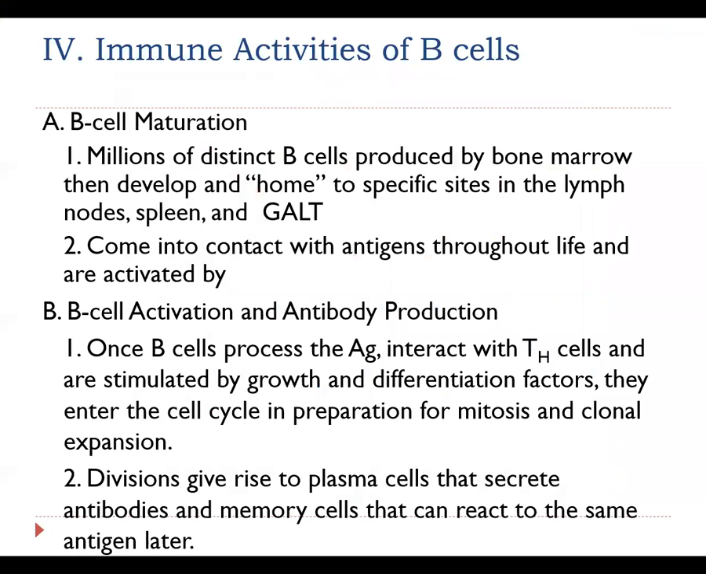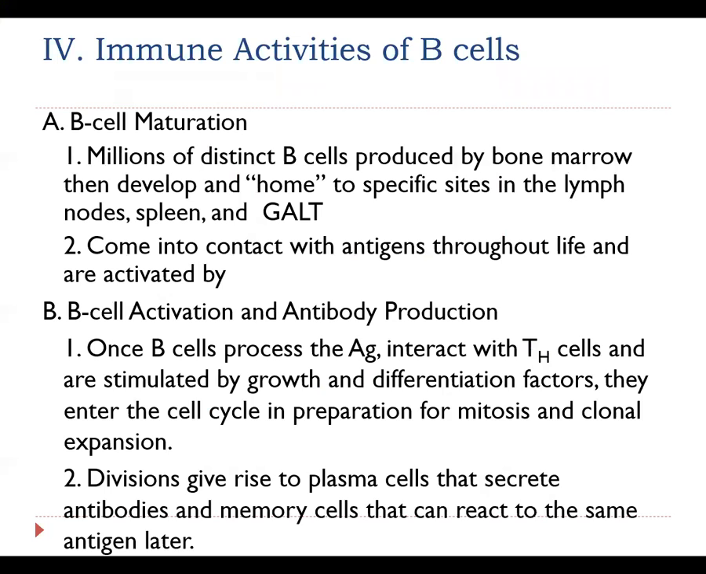Next up, let's talk about the activation of a B cell. First of all, B cell maturation occurs when it comes into contact with its first antigen. A B cell is produced by your bone marrow. After production of a B lymphocyte by the bone marrow, it will go to specific lymph nodes, spleens, or other associated lymphatic tissues, and wait to come into contact with antigen. Once it comes into contact with antigen, it is now mature.